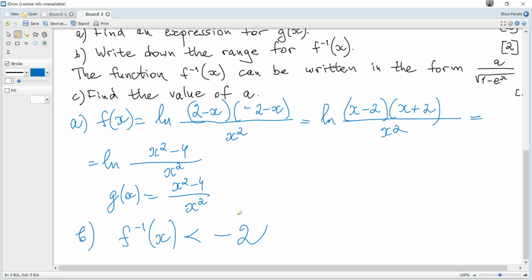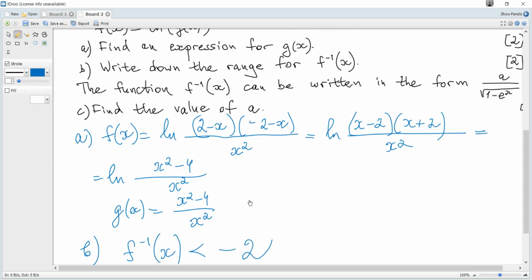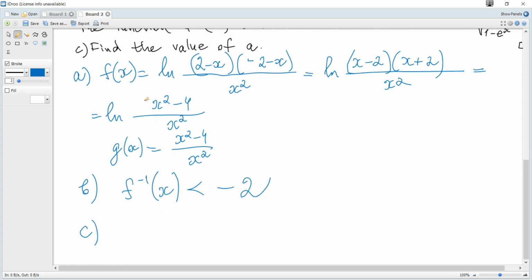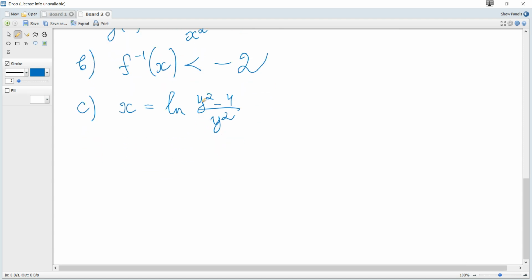The inverse of f can be written in the form, find the value of a. How to find an expression for the inverse? We interchange x and y for a function. So the function is y, it becomes x. It is equal to ln of y squared minus 4 over y squared, and we need this new y to be found, and this new y is an expression for the inverse. So we need to solve for y.